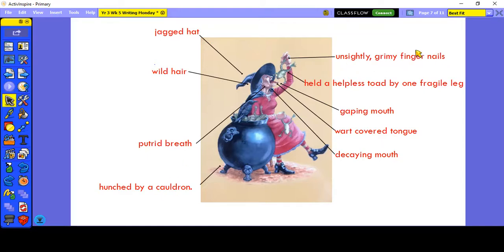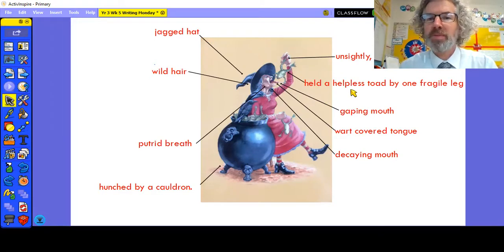Back up here, we've got fingernails is the noun. The adjectives are unsightly and grimy. Unsightly means not nice to look at or ugly. We've got held a helpless toad by one fragile leg. So we've got the noun of the toad. We've got the verb held. The adjective describes the noun. So what is she doing? She held a helpless toad. And then we've got added information at the end here, by one fragile leg.